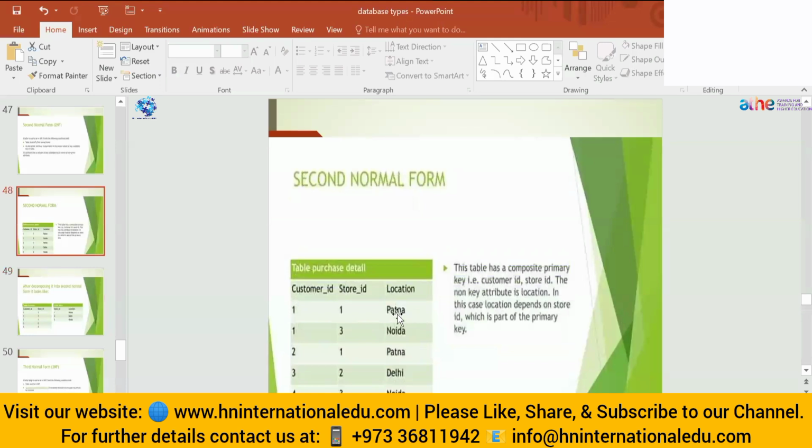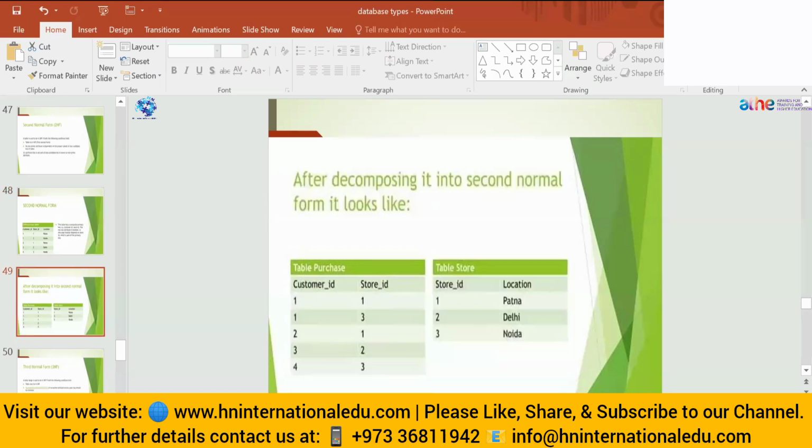Store ID. Again, this is customer ID 1, store ID 1, the location is Patna; customer ID 1, store ID 3, the location is Noida; customer ID 2, store ID 1, the location is Patna; customer ID 3, store ID 2, the location is Delhi; customer ID 4, store ID 3, and the location is Noida.